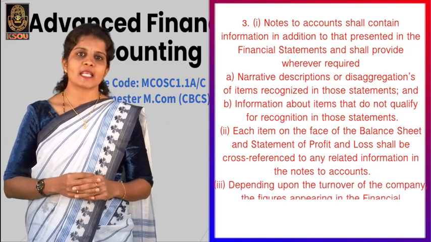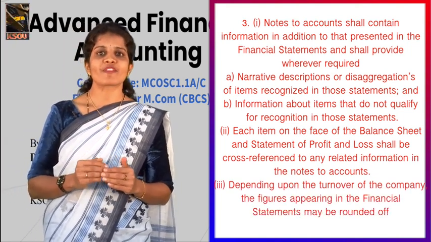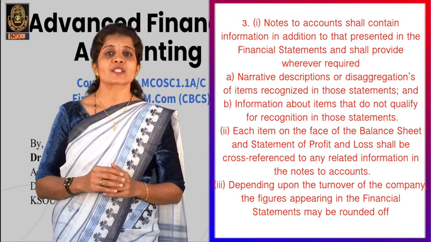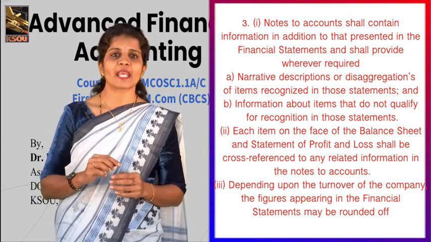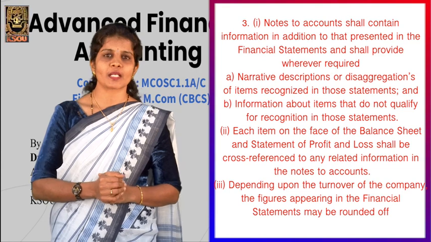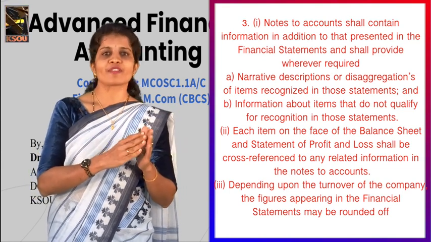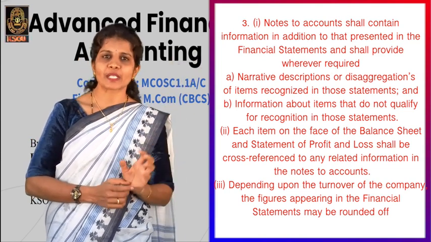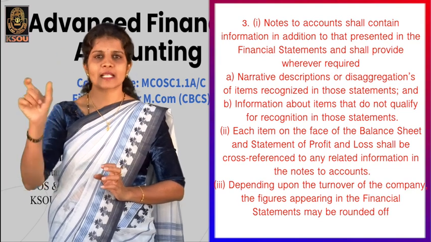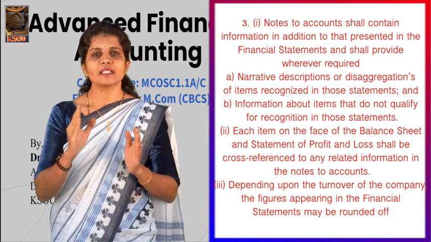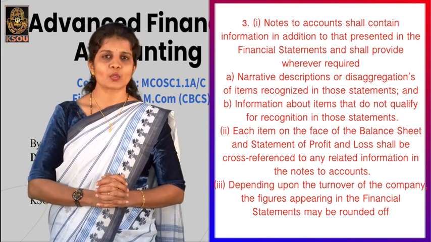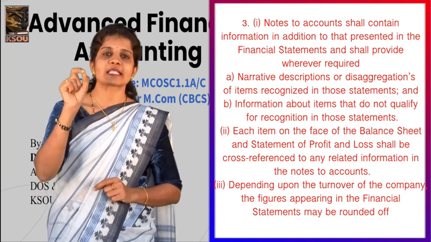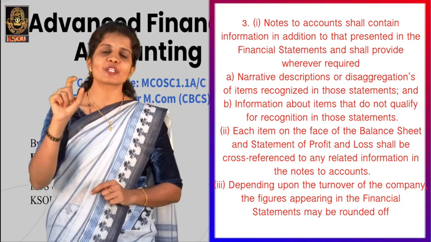And next, each item on the face of the balance sheet or the statement of profit and loss shall always be cross-referenced to any information in the notes to account. For example, in the format of a financial statement like profit and loss, the first column is particulars, and next are the debit and credit items. After the particulars, there will be a cross reference, against an item like, for example, revenue from operations.